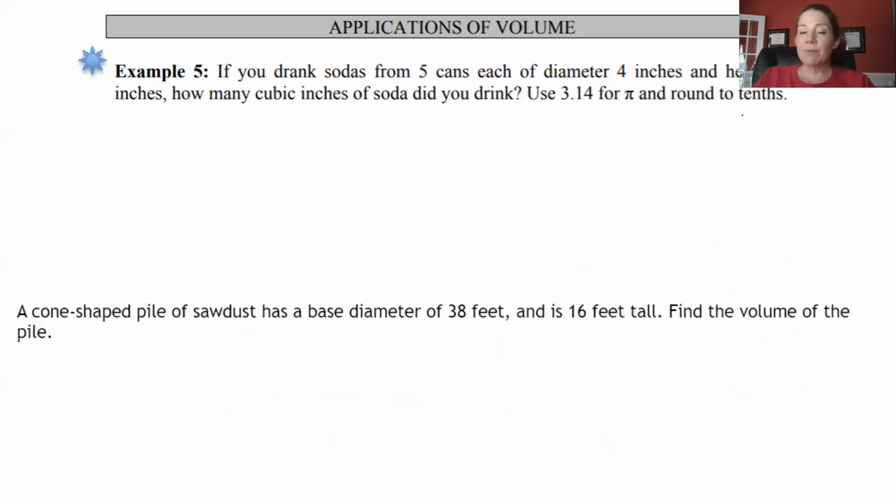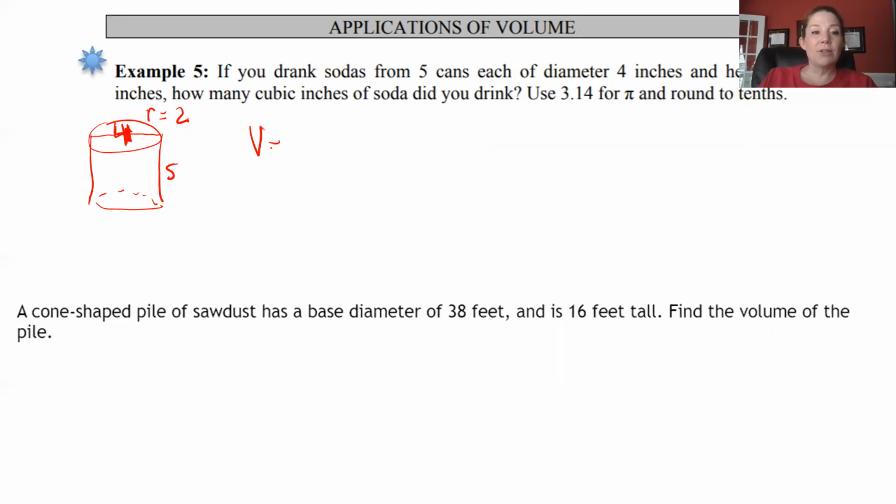All right, so example 5 says if you drank soda from 5 cans each with a diameter of 4 inches and a height of 5 inches, how many cubic inches of soda did you drink? So we have a can of soda, which looks like a cylinder. And they tell us that the diameter is 4. So if the diameter is 4, that means the radius has to be 2, correct? And the height is 5.